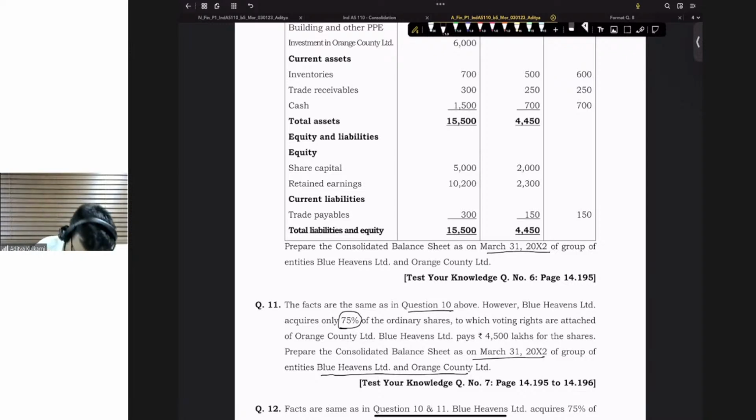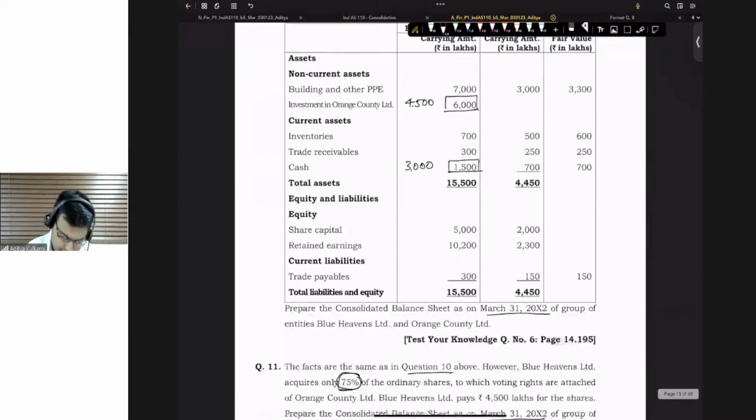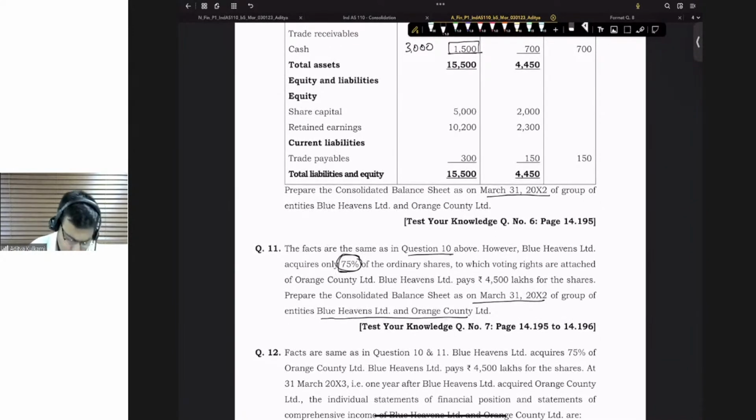So I will do question number 11 with the basis of question number 10. The thing is, investment here is 4,500 and therefore cash balance will go up by 1,500. Okay, so this is what is going to be the small change in the balance sheet. It's all picked up from your study module only, so this is how the question was framed. Okay, so we shall do a combo of 10 and 11.